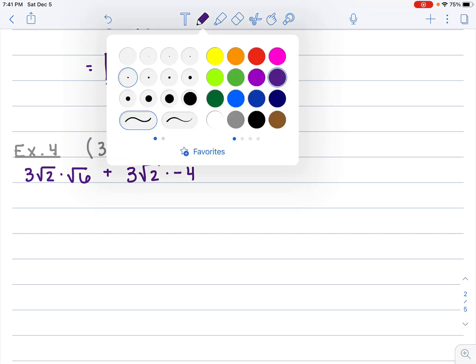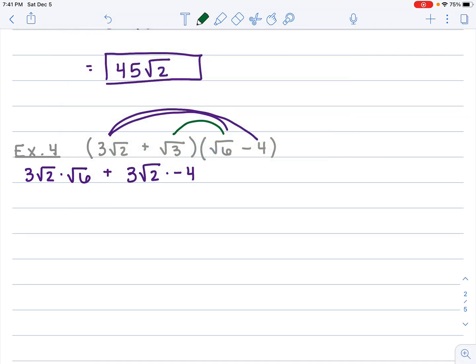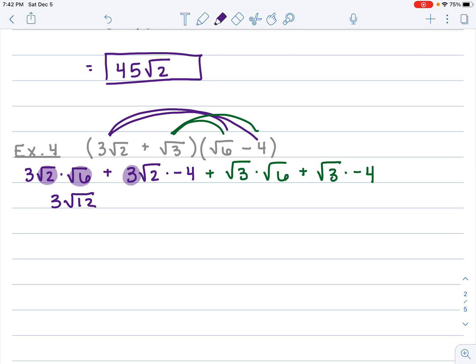Then we take that second term, radical 3 times radical 6, and radical 3 times negative 4. From here, we need to do some actual work. The first thing, we have 3 radical 2 times radical 6. I can combine that into 3 radical 12. Over here, I've got 3 radical 2 times negative 4, so that'd be negative 12 radical 2.